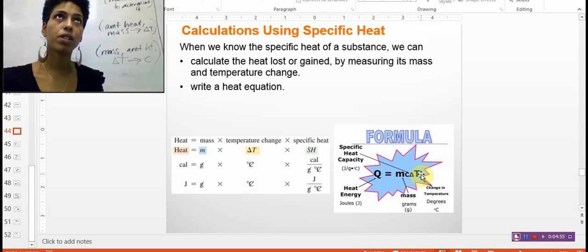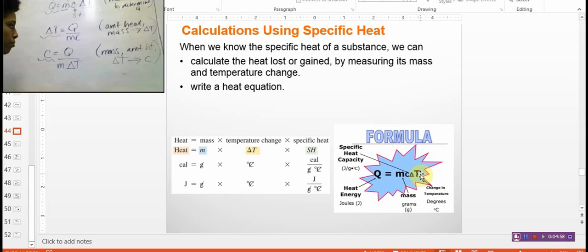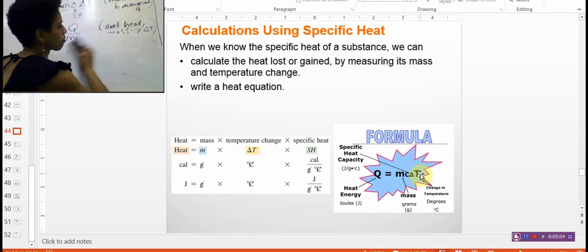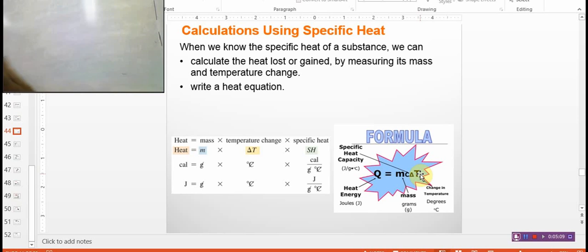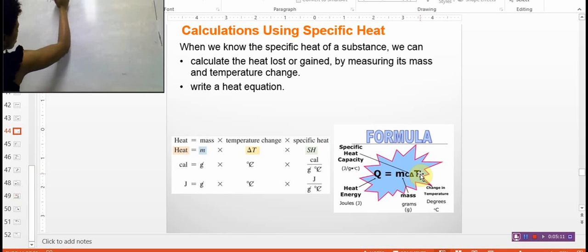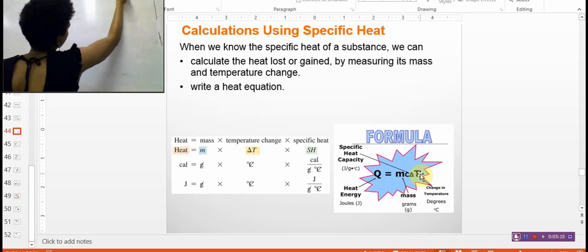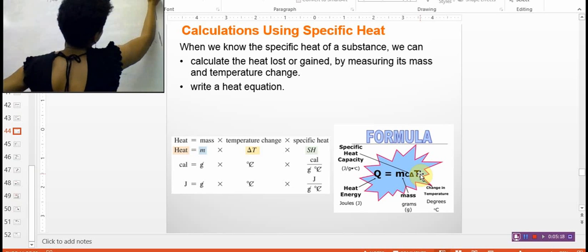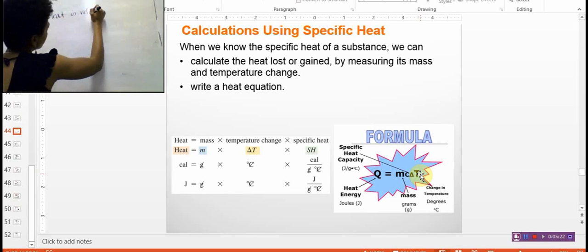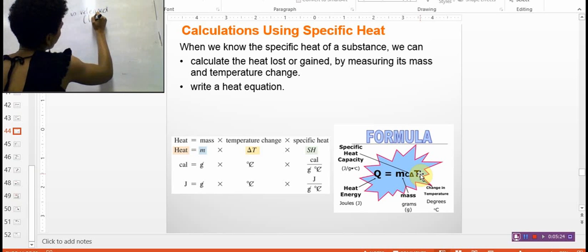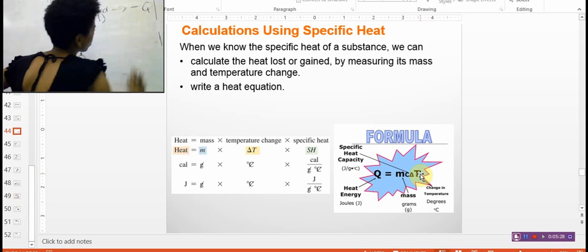So whenever you're doing these problems, think about whether the heat is absorbed or released. If heat is absorbed, then you're going to have a positive Q. If your heat is released or lost, then you're going to have a negative Q, right?